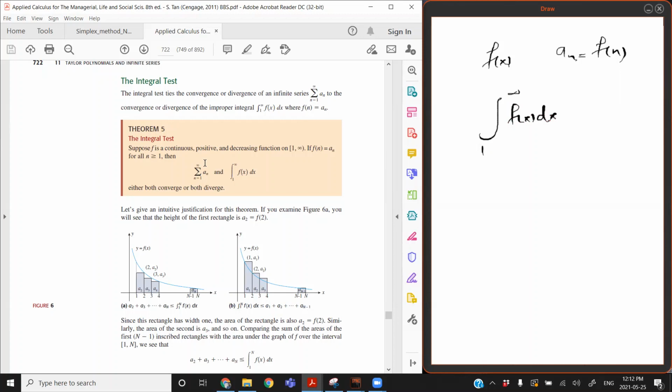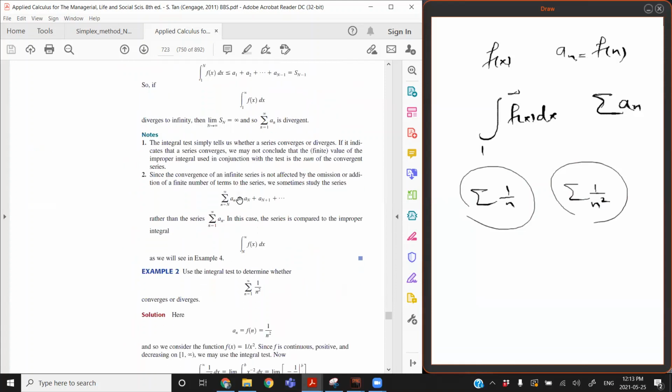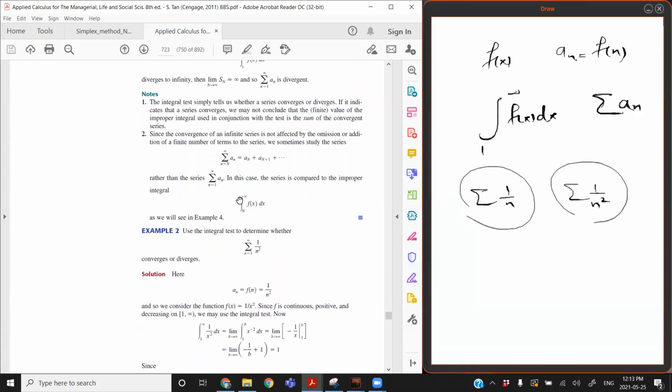It's an improper integral. And if this improper integral is convergent, then so is the series sigma a_n. And if this integral is divergent, then so is the series sigma a_n. So that was the integral test. And we looked at a few examples. For example, we looked at this series, and this series, and we learned that this one here is divergent, and this one is convergent. That was examples 1 and 2.